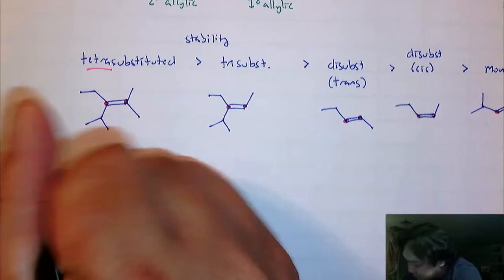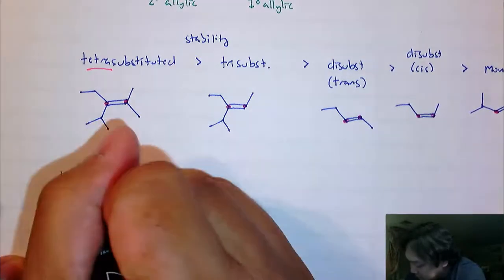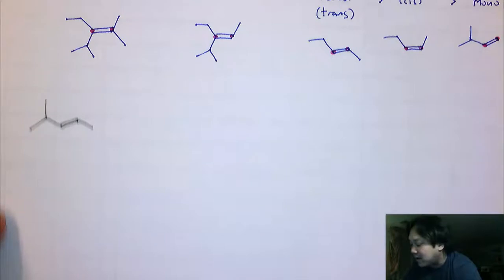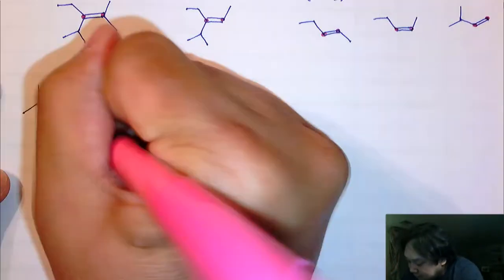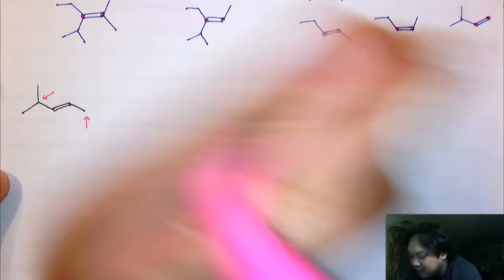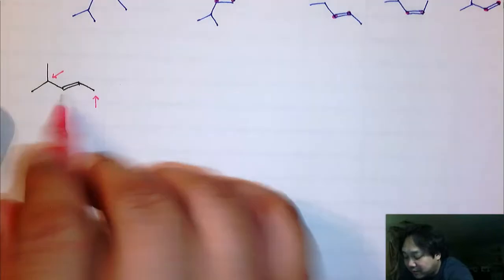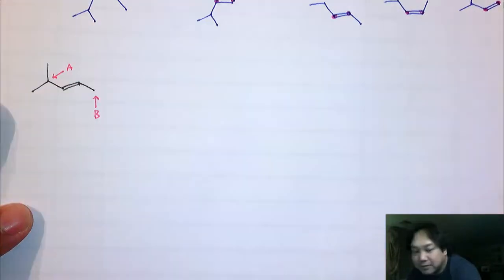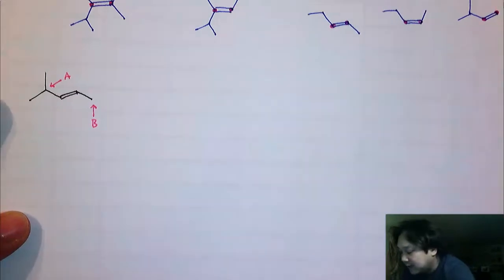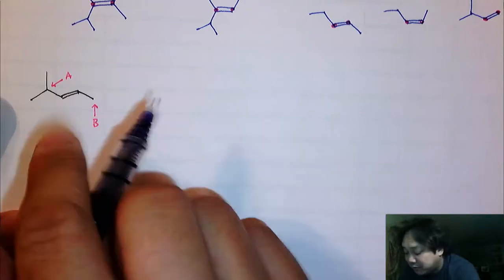This is going to be tricky because now we have definitely 2 allylic carbons. We have 1 here and 1 here. And they both have a hydrogen, so we could draw a radical for either of them, and we can call this position A, position B. The first thing is I want to choose which hydrogen I'm going to abstract.